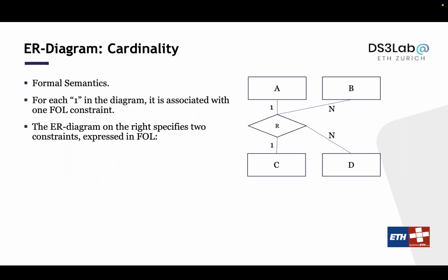Formally, for every single 1 in the diagram, you introduce one first-order logic constraint. If you look at this one, it tells you that in this model, if you give me a unique value of B, C, and D, I can uniquely identify a single value in A. That's what this 1 tries to tell you in cardinality. And for this one, it tells you that if you give me a unique value of A, B, and D, I can uniquely identify this value C.